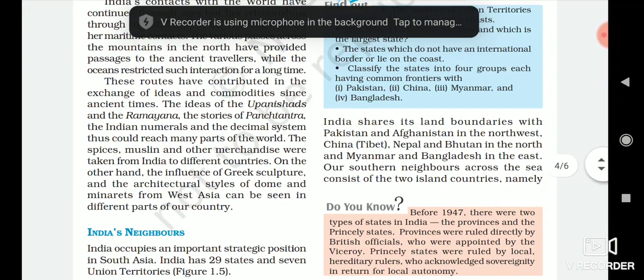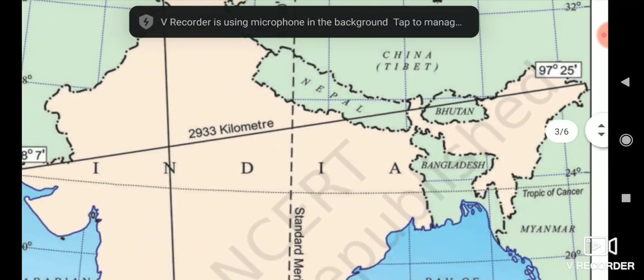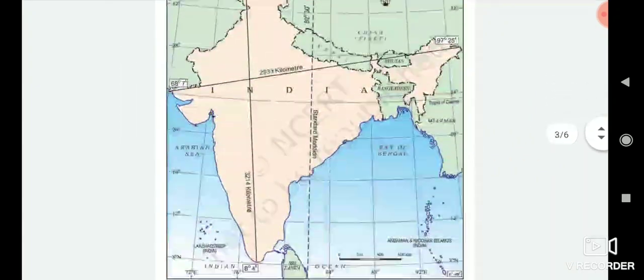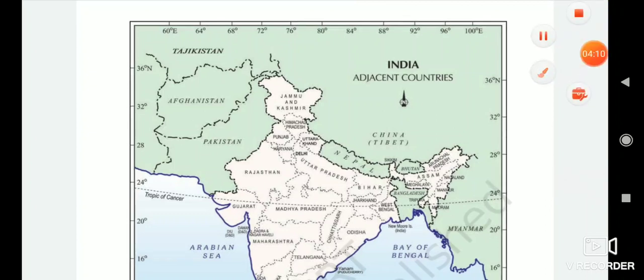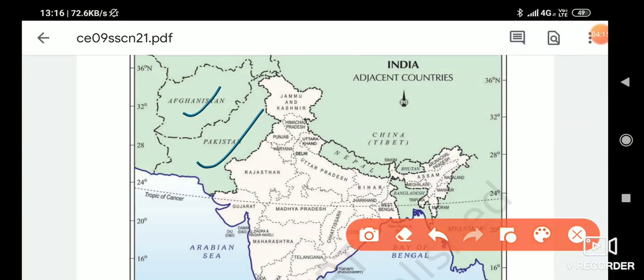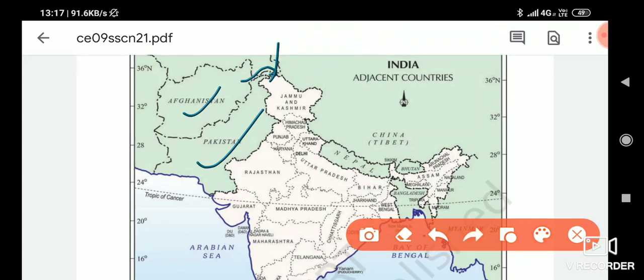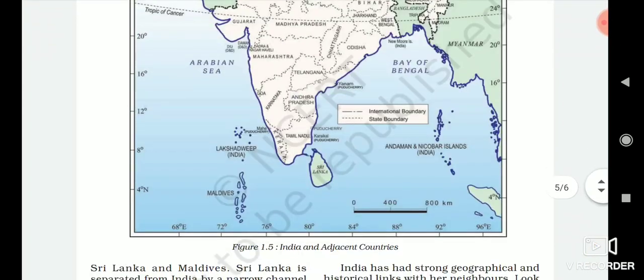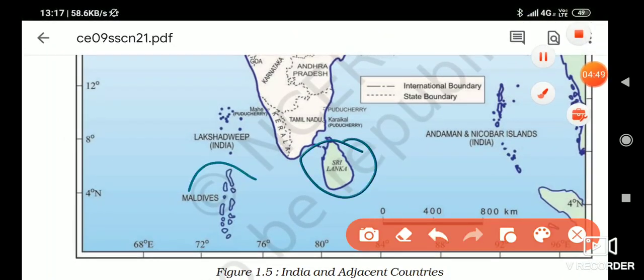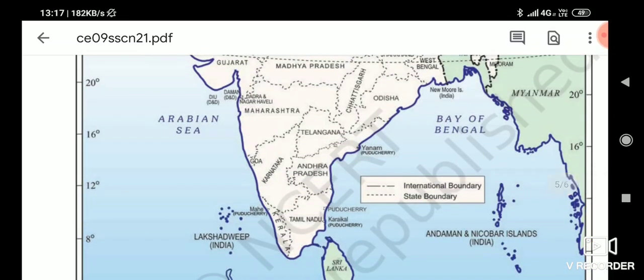So let's see how many countries are the neighboring countries of India. You can see here, Pakistan, Afghanistan. Look, a narrow landmass you can see here. Afghanistan touches the POK, Pak occupied Kashmir, which we include in our territory, but this part is POK. And China, Nepal, Bhutan, Bangladesh, Myanmar. These are the neighboring countries, but let's see the island countries. These are the island countries of India: Sri Lanka and Maldives. So you must remember these countries in your mind, and please go through the map.